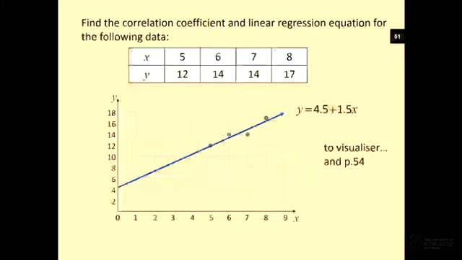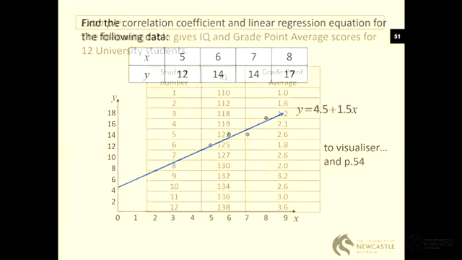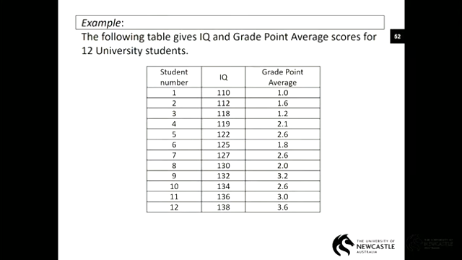So there's the pretty line of best fit. Again, not making you do the line of best fit, just making you work out y equals 4.5 plus 1.5x. Beautiful. And the last example is, once again, we're not getting you to do it. It's all good. Look at this example and go, oh, really? We're putting in IQ and grade point average.